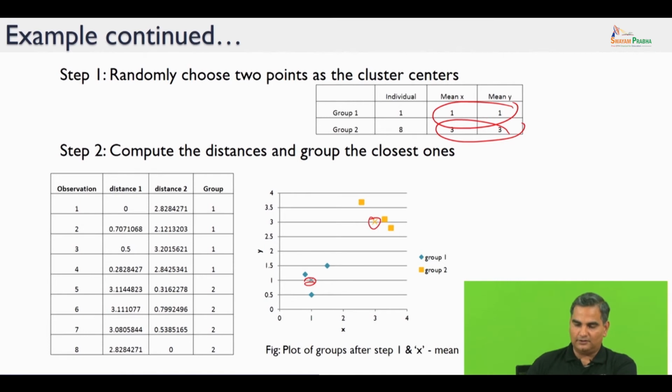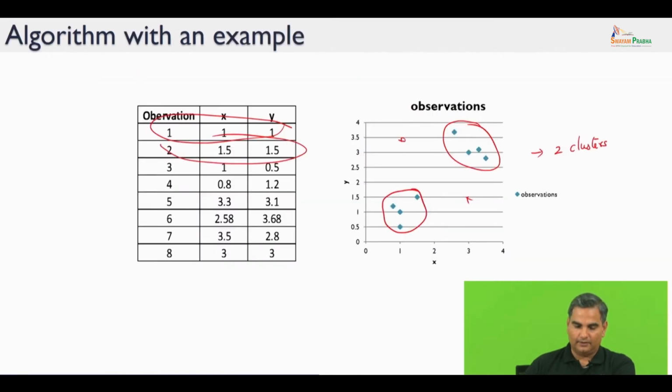The way we have chosen this, if you go back to the previous slide and look at this, the 2 cluster centers have been picked from the data itself. So the one group center was observation 1, the other group center was observation 8. Now you could do this, or like I mentioned before, you could pick a point which is not there in the data also, and we will see the impact of choosing these cluster centers later in this lecture.